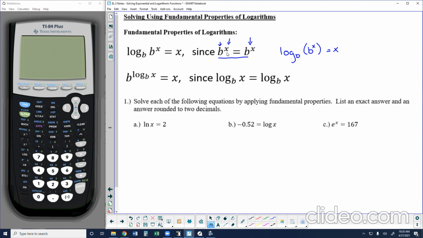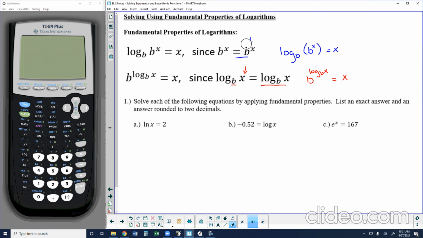Basically, this is taking b to the x equal to b to the x and rewriting that as a logarithmic expression. The same thing can be true taking log base b of x equal to log base b of x and rewriting that as an exponential function. If I were to rewrite this as an exponential function, my base would be b, then the exponent would become the previous output, log base b of x, and this would equal the previous input, x. So these fundamental properties are basically a rewritten expression of a logarithm or an exponential function.